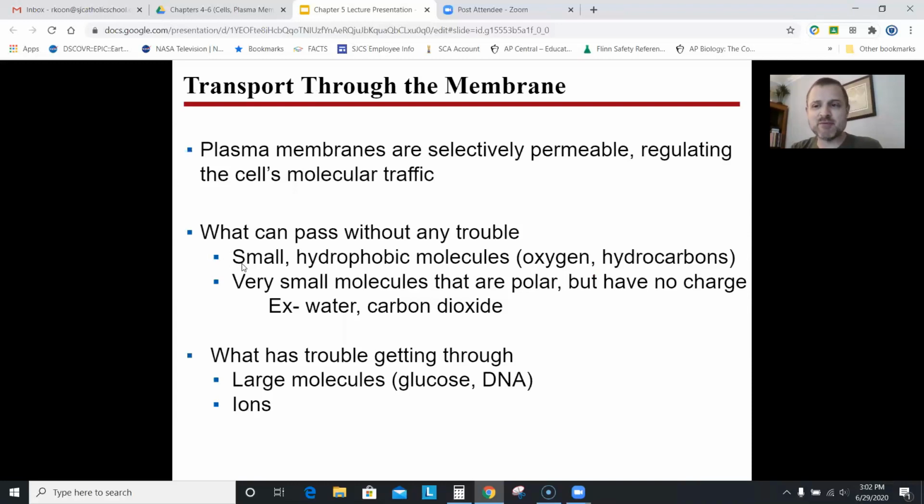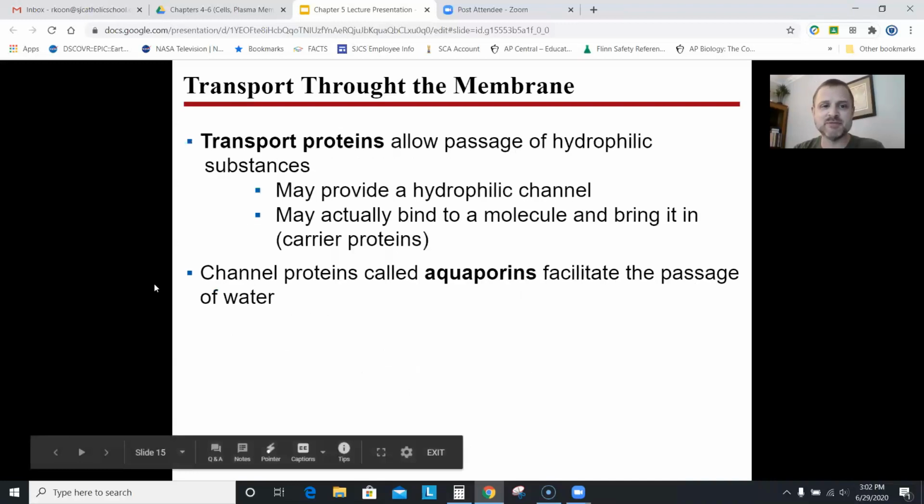Transport through the membrane. Remember we said the membrane is selectively permeable. So things that can pass through without any problem, things that are small and hydrophobic, so oxygen, small hydrocarbons, get through pretty easily. Polar molecules that are very small, like water or carbon dioxide, get through pretty easily. Things that cannot get through easily, things that are large, like a molecule of glucose or a piece of DNA, cannot get through the membrane, which kind of makes sense. And things that are charged, large ions, the hydrophobic part of the membrane does not like ions, so they tend to have a hard time getting through the cell membrane.